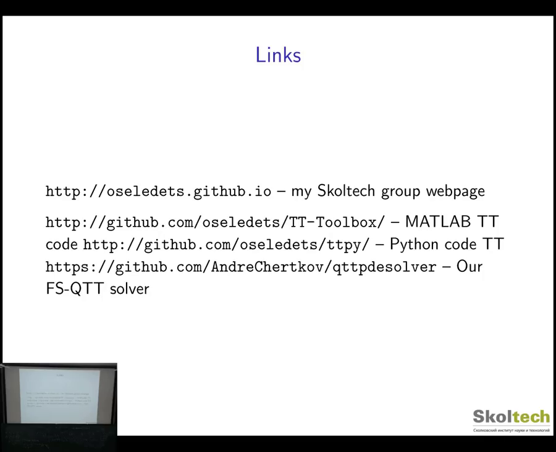There is a MyScalTech group web page, and there are 2 toolboxes. Now I'm working more in Python, but the MATLAB one is probably in better shape, as other people are maintaining it. And the code for this finite sum, right? We call it finite sum because we do not take differences, we take sums instead of differences. It's also available online, so you can quite easily write the formula for the coefficient, for example analytic or something like that, and see how it will work.